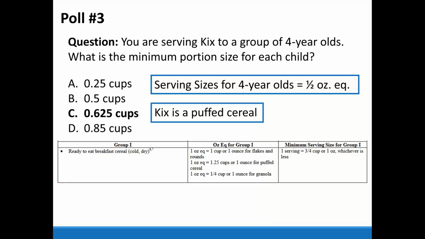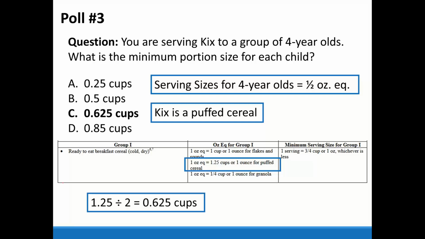The next step to look at is Exhibit A, which I'm going to pull up here. You can find ready-to-eat breakfast cereals under Group I, and you can find puffed cereals right there. And it's 1.25 cups for 1 ounce. And we know that we only need 1/2 ounce equivalent though, so we need to do a little bit of math. 1.25 divided by 2 equals 0.625. So this is our answer.